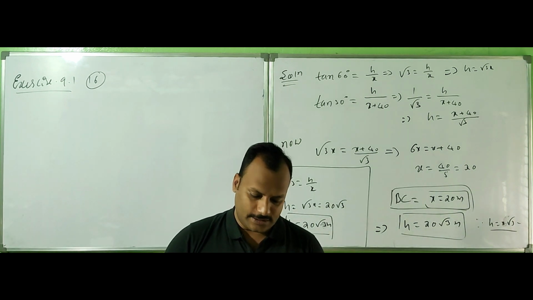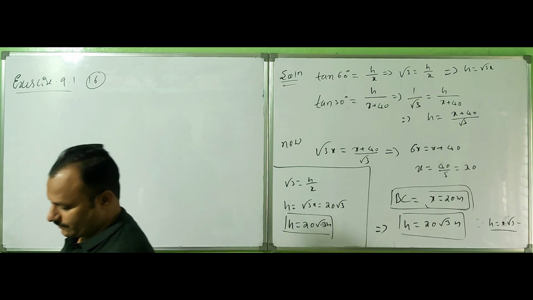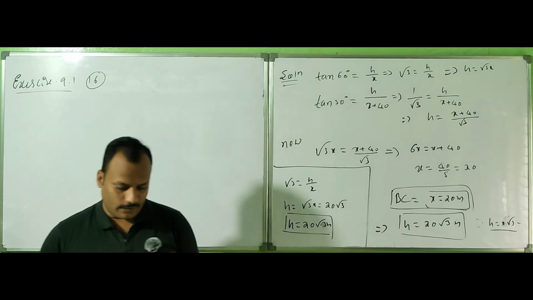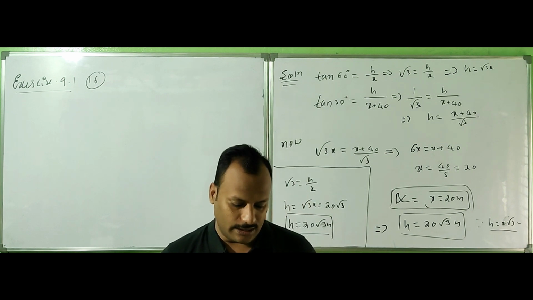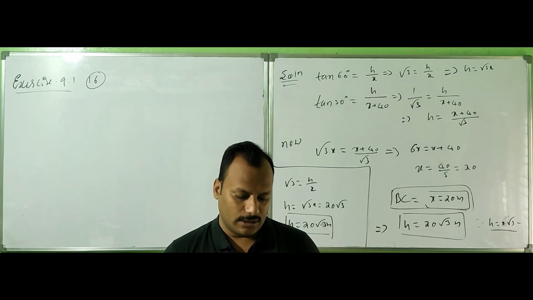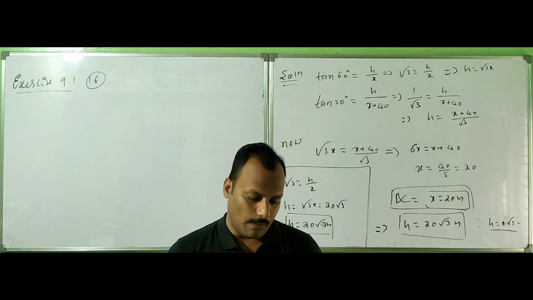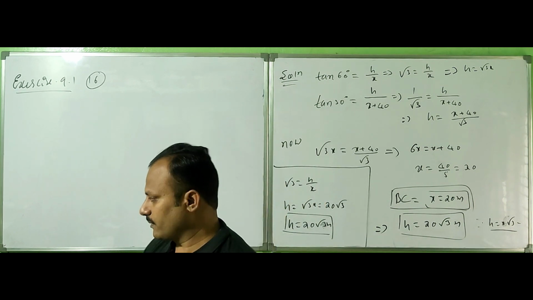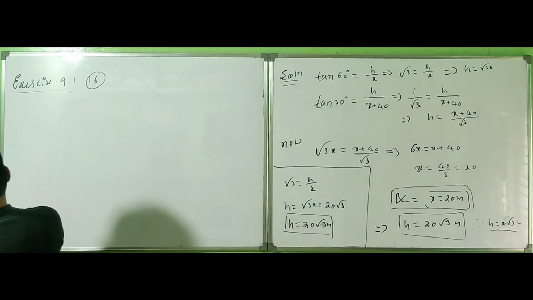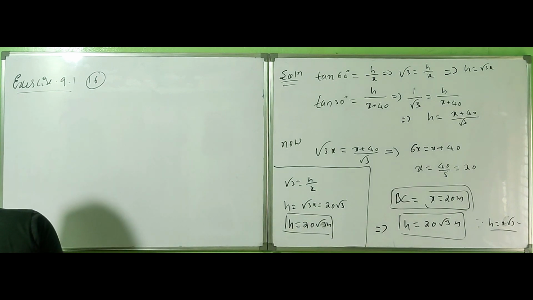The angles of elevation of the top of a tower from 2 points at a distance of 4 meter and 9 meter from the base of the tower and in the same straight line with it are complementary. Prove that the height of the tower is 6 meter. Okay, what is given here? Angles of elevation of the top of the tower from the 2 points at a distance of 4 meter and 9 meter from the base of the tower.